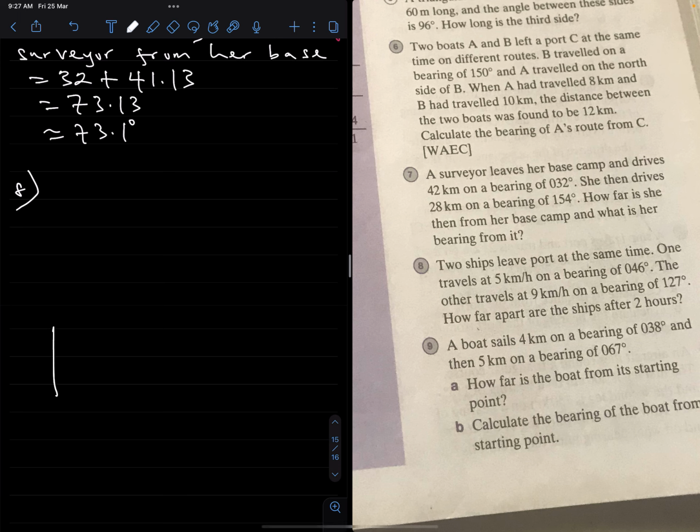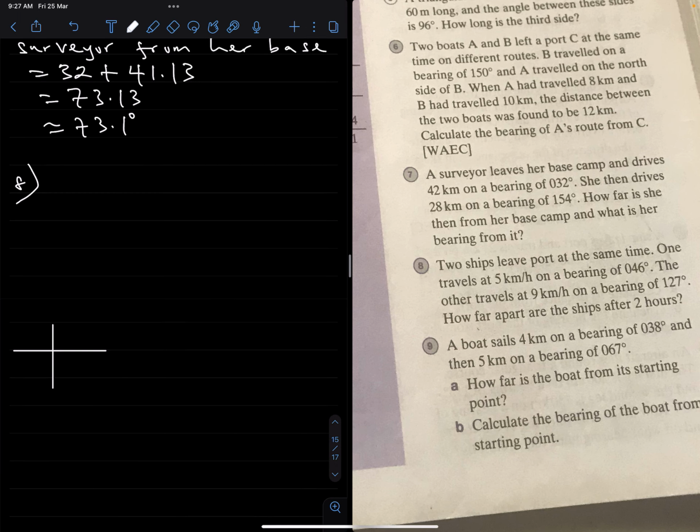Let this be the port they are both traveling from. Two ships leave port at the same time. One travels at 5 kilometers per hour on the bearing of 046 degrees. That means in 1 hour, the first ship travels 5 kilometers, and in 2 hours it will travel 10 kilometers. So the first ship will be 10 kilometers away from where they started.